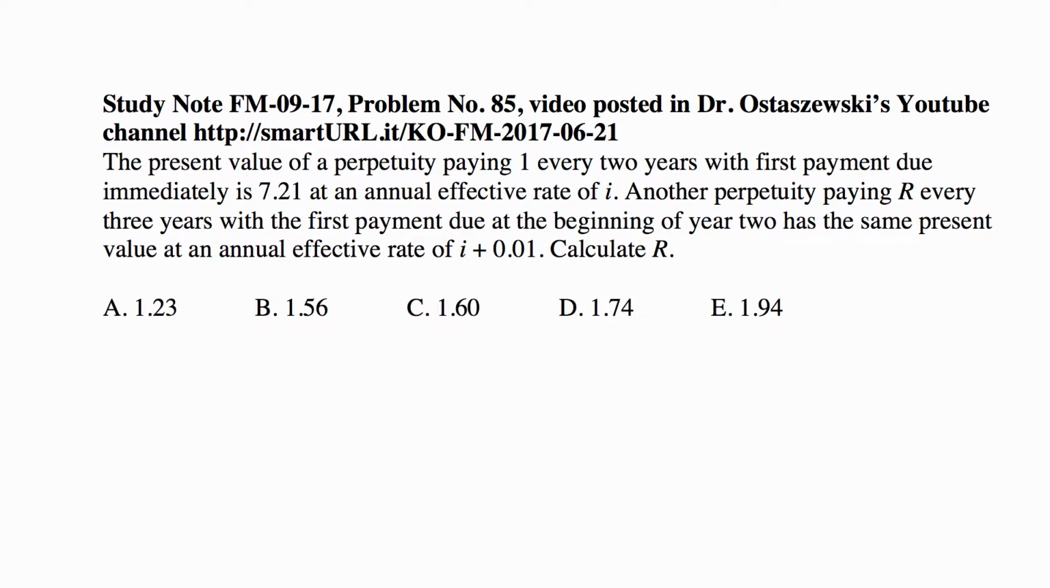Here's our problem for today. It's a study note FM-09-17 for exam FM on financial mathematics, problem number 85. The present value of a perpetuity paying 1 every 2 years with first payment due immediately is 7.21 at an annual effective rate of i. Another perpetuity paying R every 3 years with the first payment due at the beginning of year 2 has the same present value at an annual effective rate of i plus 0.01. Calculate R.